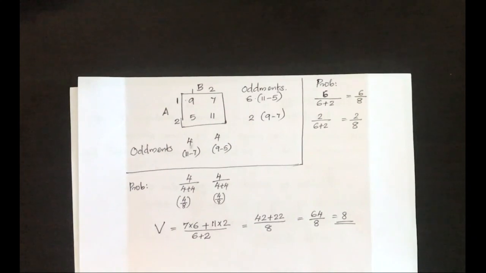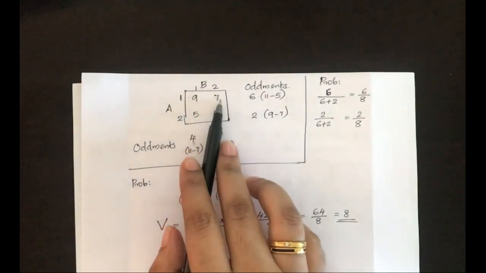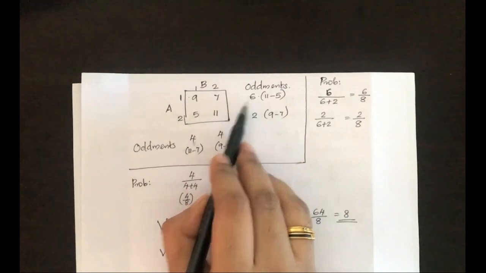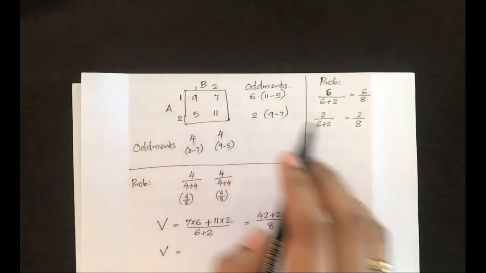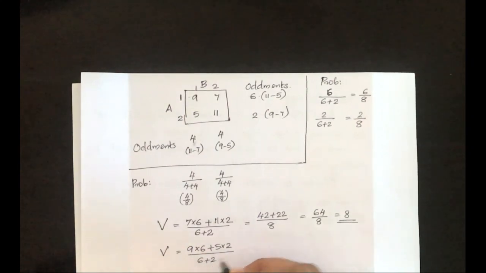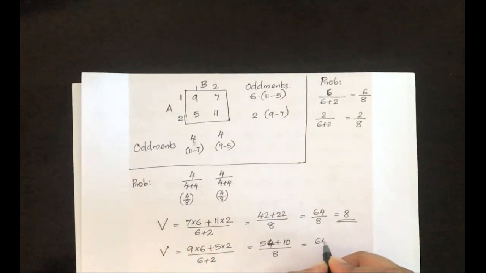This is one method. Now the second method: instead of using the second column, I am going to use the first column. That is V is equal to 9 into 6 plus 5 into 2 divided by 6 plus 2. Solve it. 54 plus 10 divided by 8, that is again 64 divided by 8, that is 8.